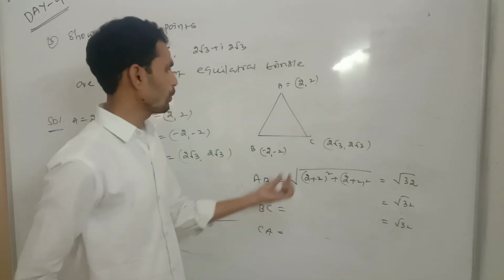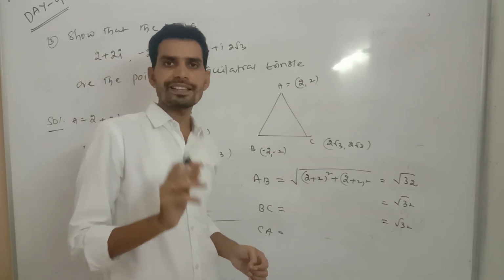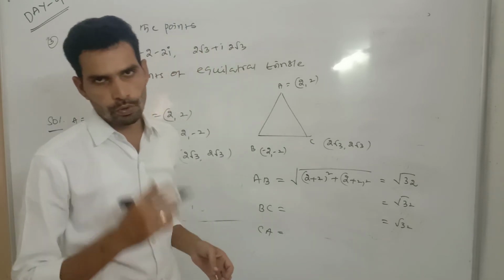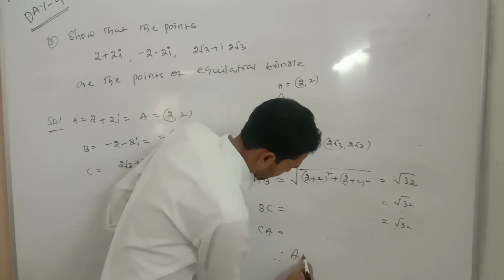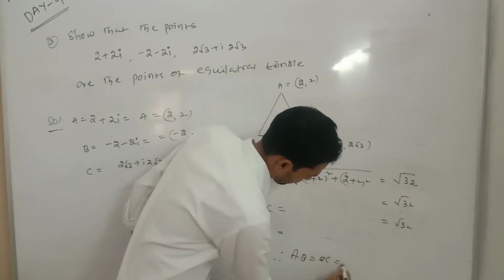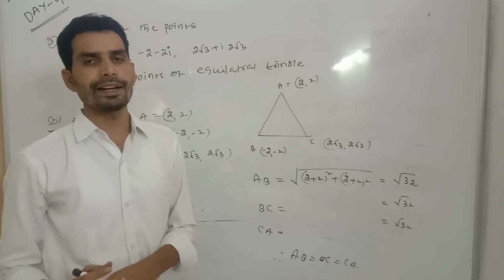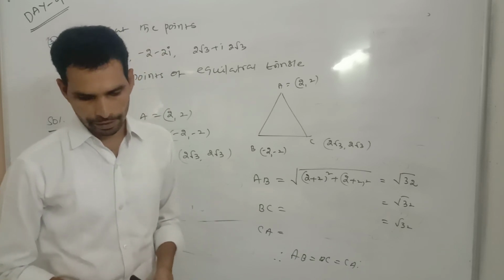Find the BC distance and similarly the CA distance. All sides are equal. First one AB is root 32, second one BC is root 32, CA is root 32. Therefore, AB is equal to BC is equal to CA. Given points form an equilateral triangle.